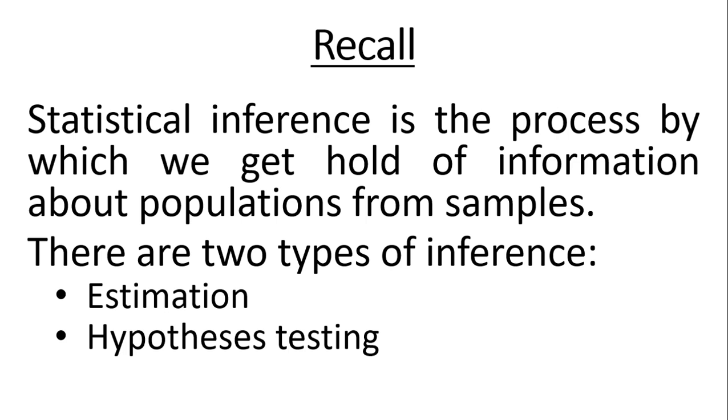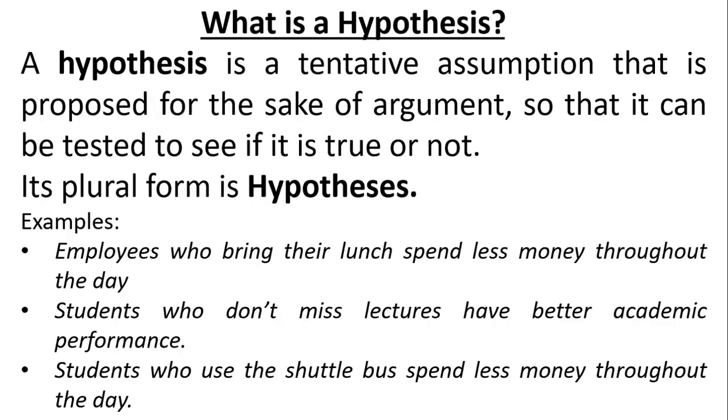So the second part of statistical inference is hypothesis testing, and that is what this subsequent class from here will be all about. So let's look at the hypothesis itself. First of all, we'll look at the definition, the meaning of hypothesis. Generally, we said hypothesis is a tentative assumption that has been proposed for the sake of an argument in order to know if the argument can be said to be true or not.